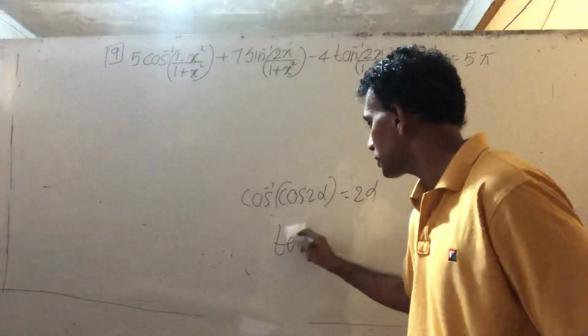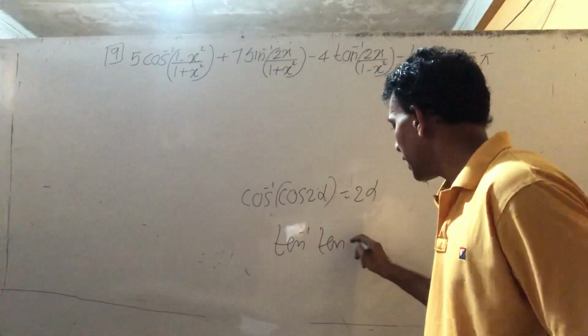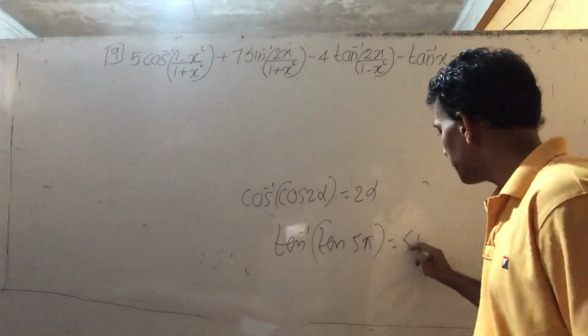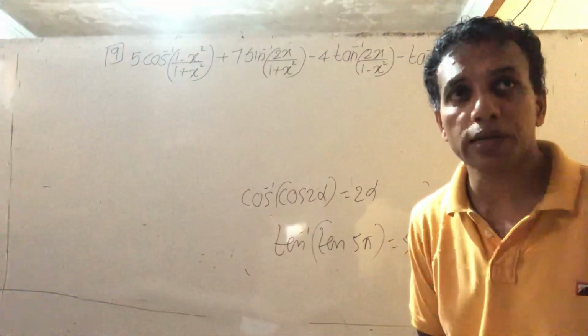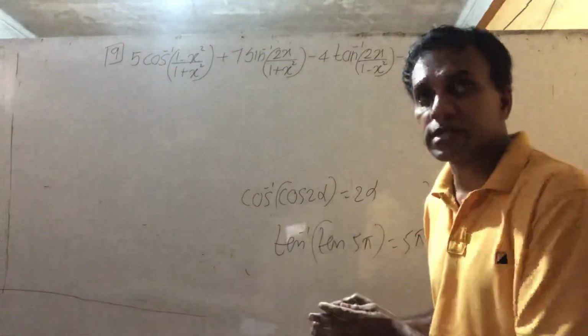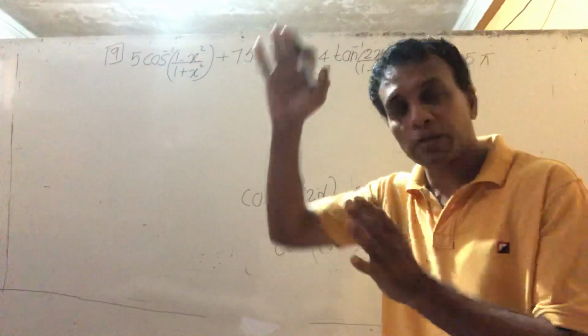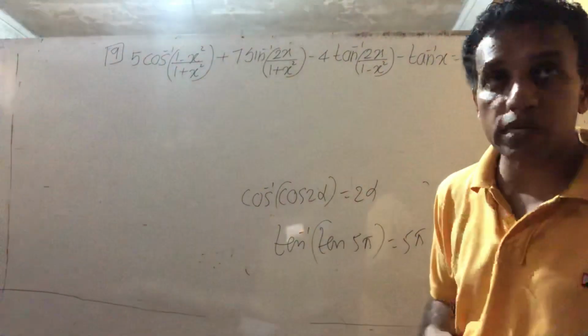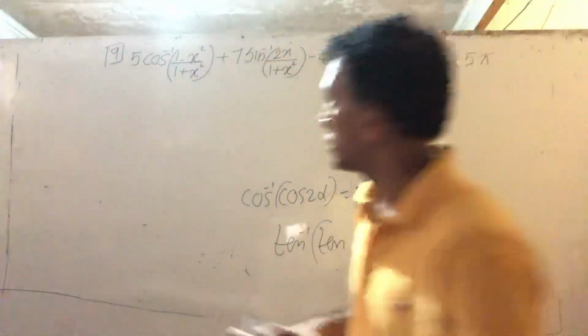Tan inverse tan 5 pi, for example. The answer is 5 pi. Tan inverse tan means that's the answer, though because of some principal values we have some different ideas. So this is the answer. Therefore here, you try to use that method.